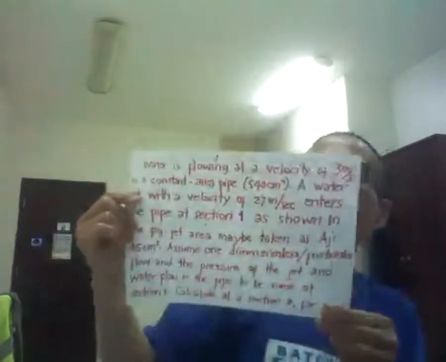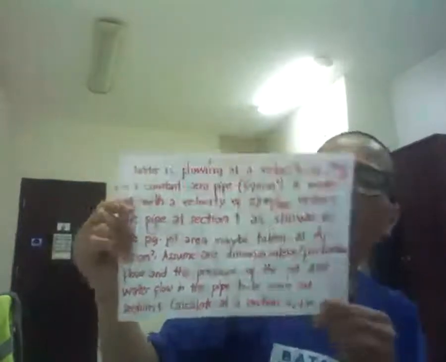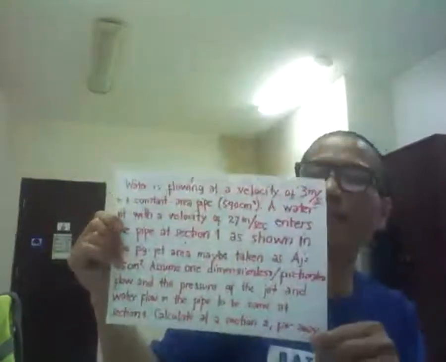Okay, so this problem has been solved. Okay, the average velocity is 5.25 meter per second and the pressure gain is 9,000. Okay.